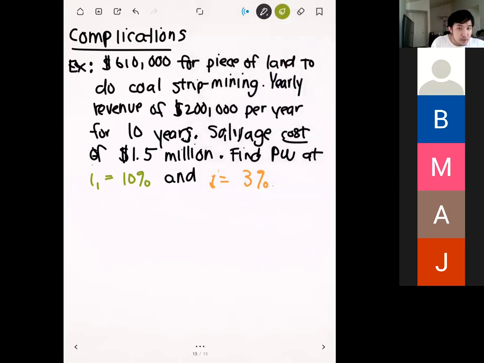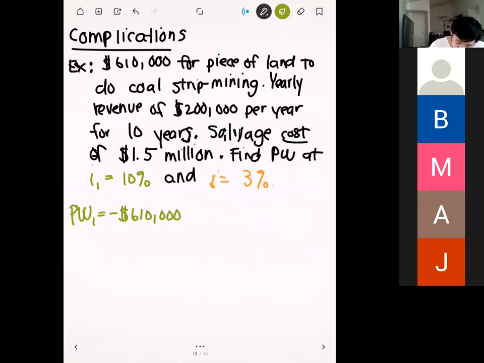Okay, so let's do the present worth analysis for interest rate 1. We have PW1, right? First, let's do the initial cost. Our initial cost here is $610,000. Since that's already an initial cost in the present day, we don't have to convert that.